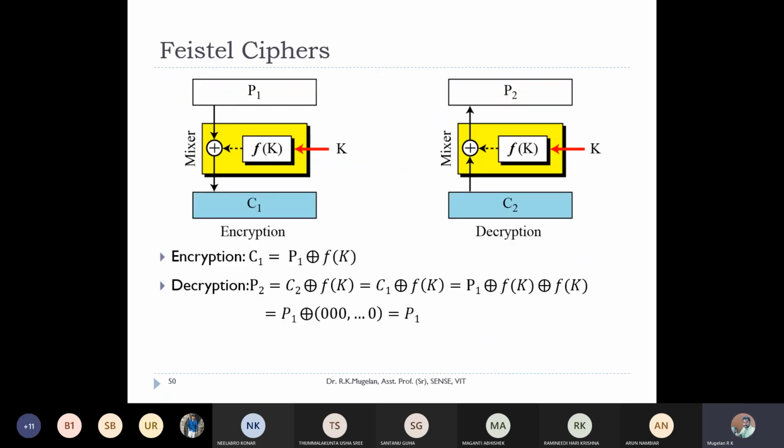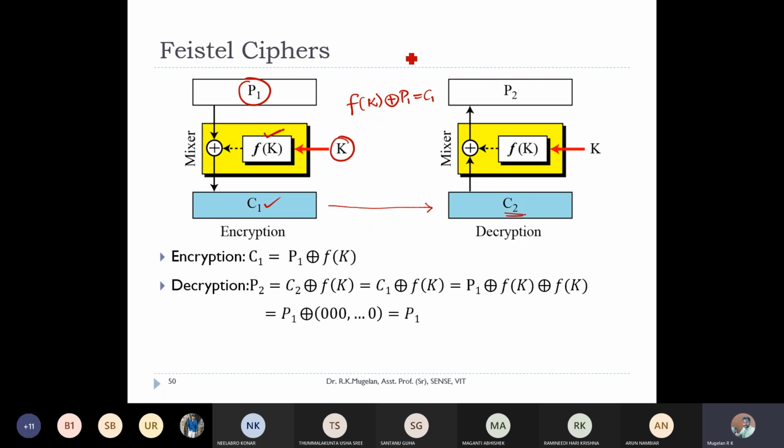Assume that this is a scenario. We have a plain text P1, which is a block cipher, given as an input to the mixer, and the mixer is going to perform the XOR operation with a function. This is like your encryption algorithm, and this encryption algorithm is going to get an input from your key called K. So I'm using f of K. The output of f of K is going to be XORed with P1 to give me C1, that is the ciphertext. Assuming that it is a lossless transmission from the transmitter to receiver, whatever C1 is transmitted, it is received at the receiver as C2.